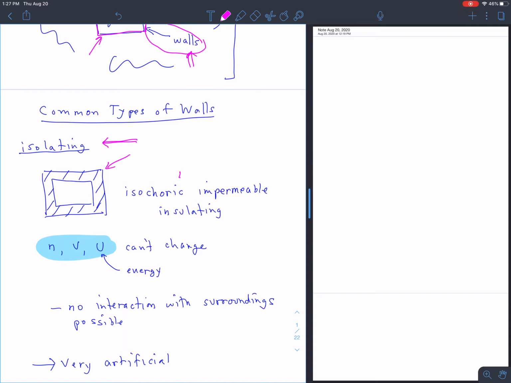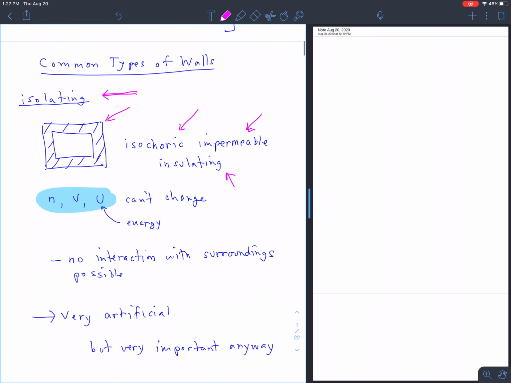Isolating walls are isochoric. That means the volume can't change, because if the volume can change, then you can do PV work. So a volume change would allow the outside world to interact with what's inside, and they wouldn't be isolating walls anymore. The walls have to be impermeable. That is, you can't have matter flowing from inside the system to outside the system either. And they have to be insulating. You can't have heat flowing inside and outside the system.